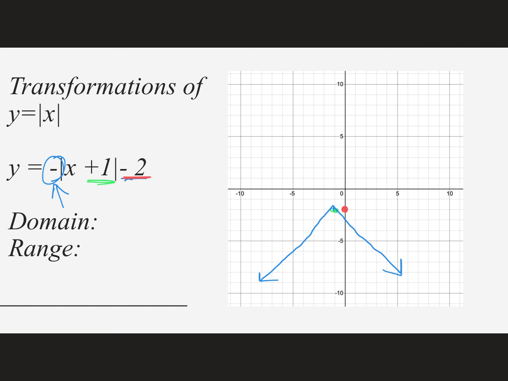So again, my domain is still going to be negative infinity to infinity. And my range is going to be negative 2. Actually, let me go back. It's going to be negative infinity to negative 2. I always start with the lower number.